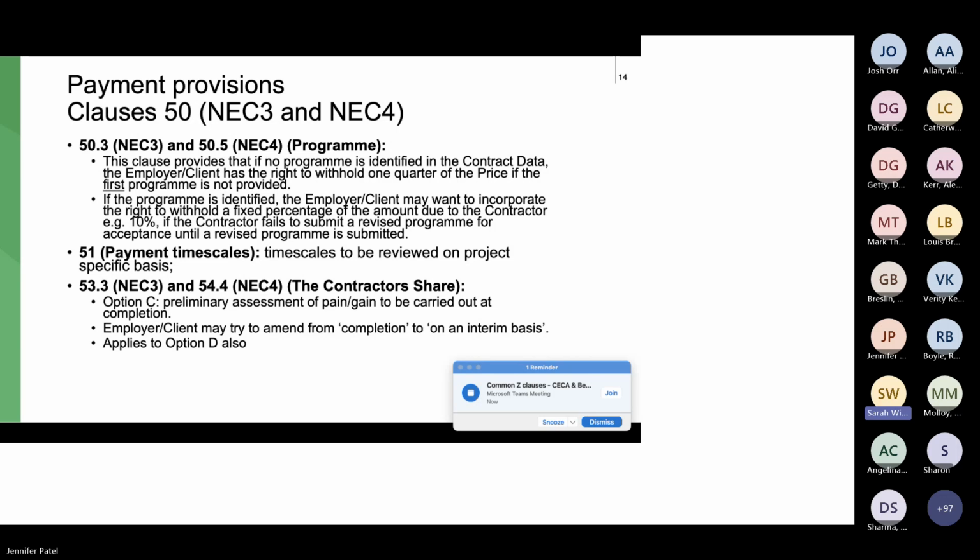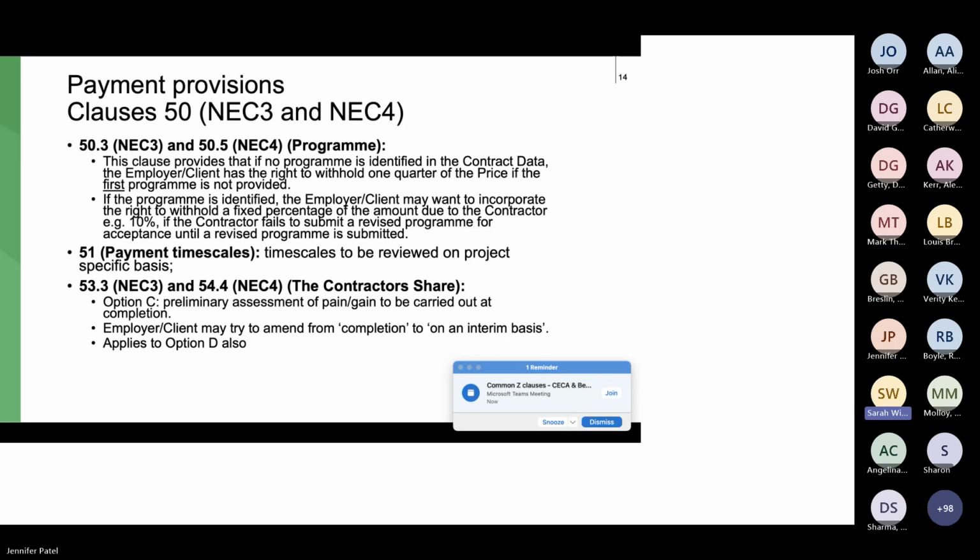Now, the standard NEC says that that assessment of what the contractor has been paid as against the target, and therefore the payment of the pain amount or the gain amount, should be made at completion. So that's what this clause says. When the case went to court, the court affirmed that. It's pretty clear wording. So what we're seeing now in options C and D is clients changing it so that pain/gain can be assessed on a more regular interval.